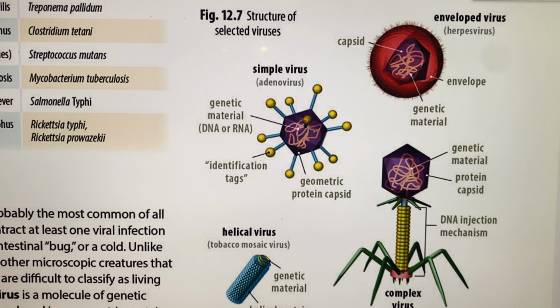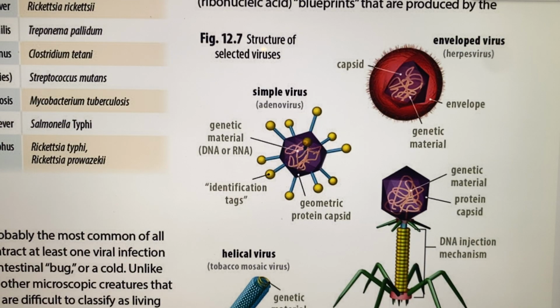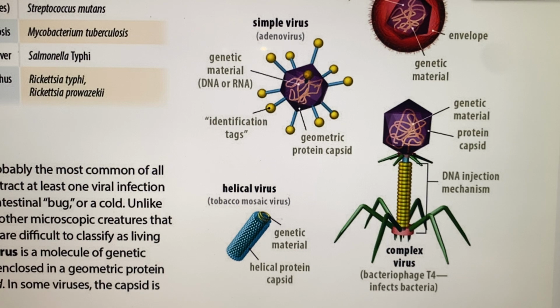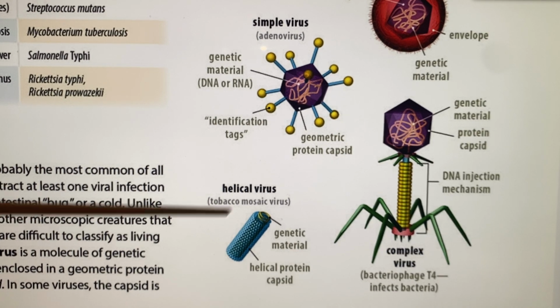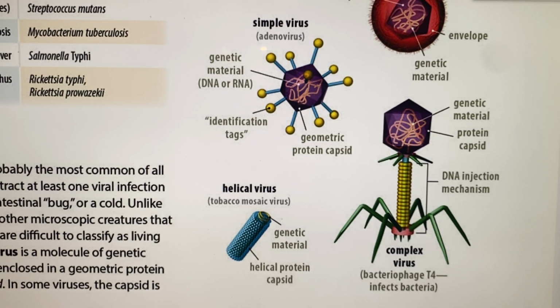And then down here at the bottom, we have this helical virus, tobacco mosaic virus, with genetic material up here and the helical protein capsid, like I say capsule, but it's capsid. And then we have this weird looking spaceship thing. This is a complex virus, with the genetic material on the top and the protein capsid. Then you have the DNA injection mechanism there, and this is a bacteriophage, T4, which infects bacteria. So, wow. Very strange.